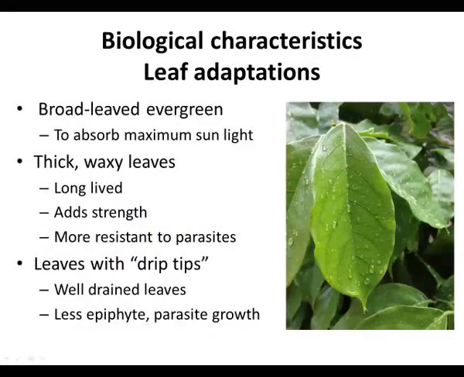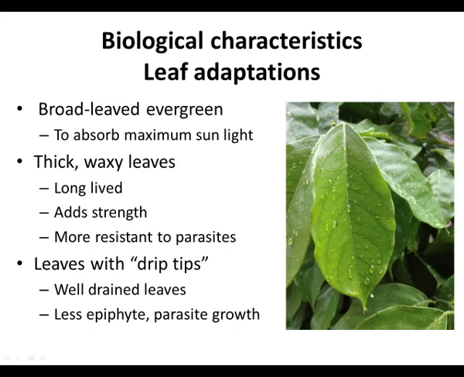And then leaf adaptations. Typically rainforest plants or trees have broad-leaved evergreen leaves. That is because if it is broad, you can absorb all the limited sunlight, right? At the same time, they have thick waxy leaves, so that will add some durability. These are evergreen leaves, so they don't shed them. They use them for several seasons, and it will add additional strength. Also, the wax layers act as resistant layers to parasites.